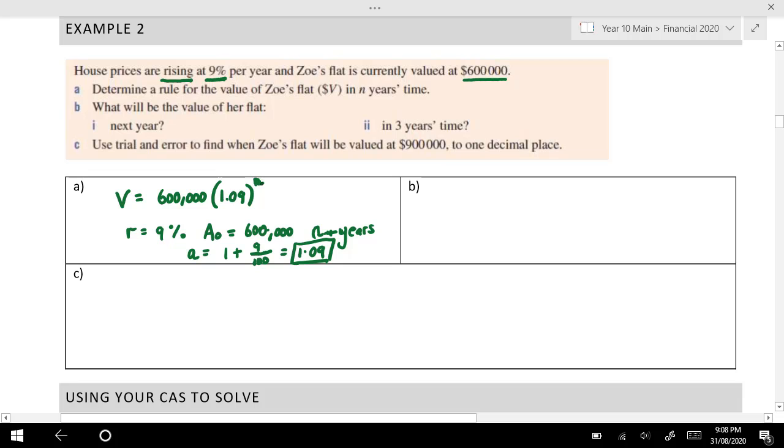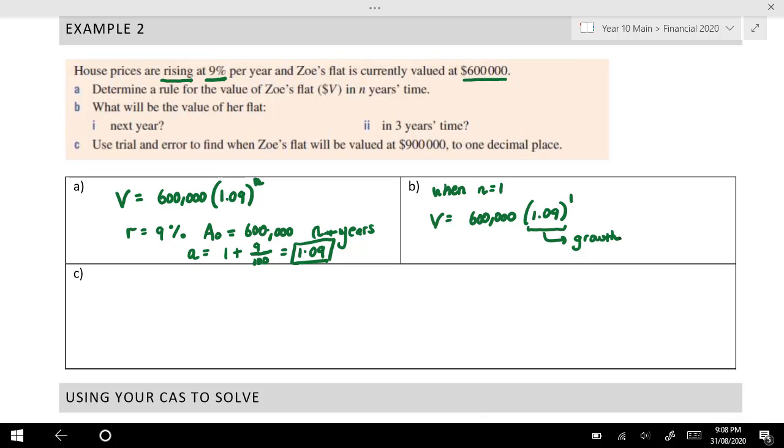Now, we can use this rule for finding numbers. For example, what will be the value of the flat next year? So when n is equal to 1, once you've had one compound of 9%, we can just go ahead and sub it into the equation. So 600,000, let's put that in, 1.09 to the power of 1. Now, this actually shows you the growth. It's growing at 9%. So by getting this formula, it's doing all the hard work for you.